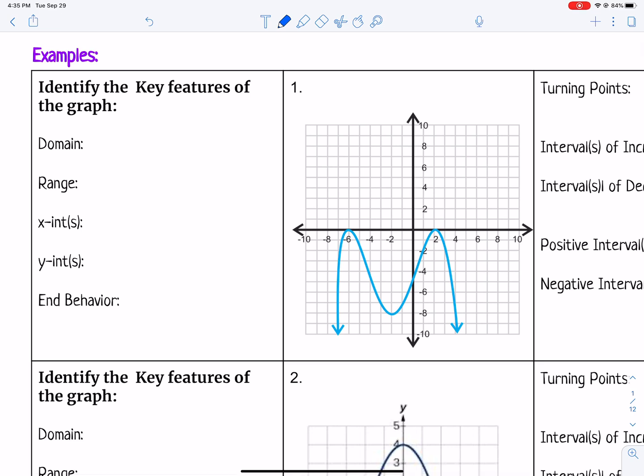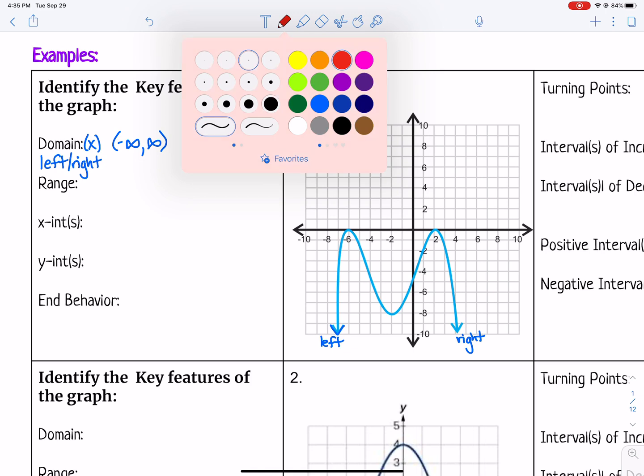So for number 1, they're asking for the domain. So we want to think of how far does this graph go left and right. And we're thinking about the x values of our graph. So this graph is going left continuously, and it's also going to the right continuously. So we would say that it goes from negative infinity to positive infinity for the domain.